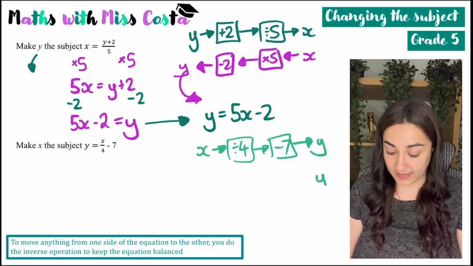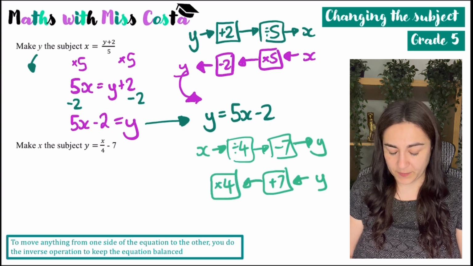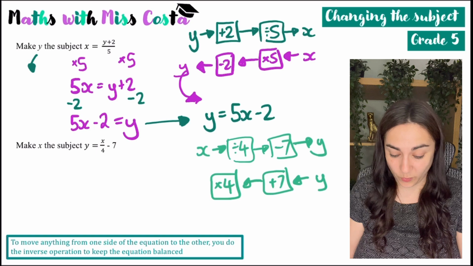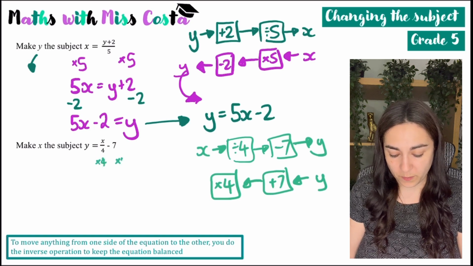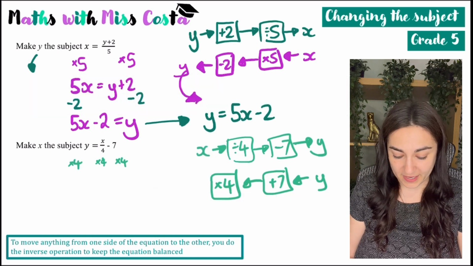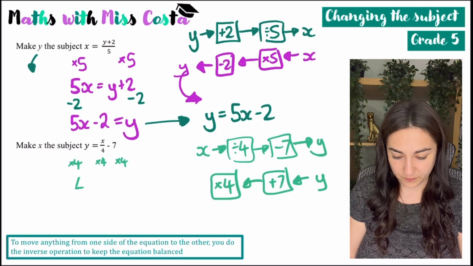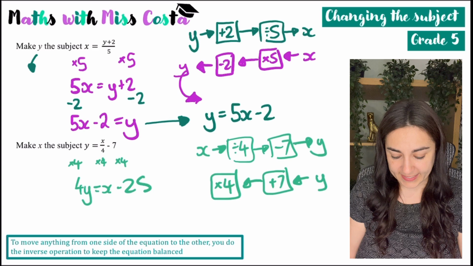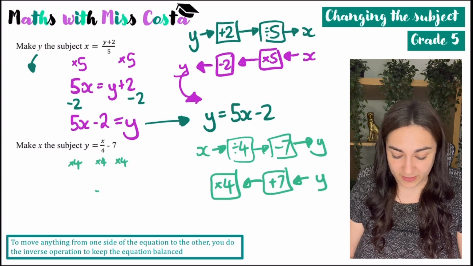So I need to do the inverse of that. I'm going to have to add 7 first, and then times by 4. This is helpful if you get confused as to why you aren't timesing by 4 first. Whatever you do to one part of the equation, you have to do to each part of the equation. That's why we save the timesing till the last bit, because then you've only got one term on that side. Otherwise you'd have to get 4y equals x take 28, which is fine, you can do that, but people forget that you need to multiply each little part.